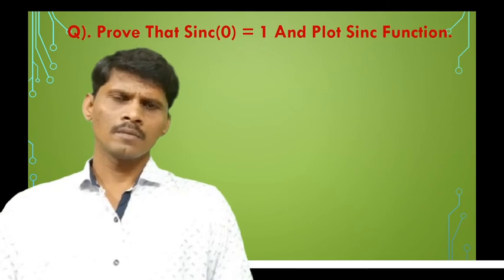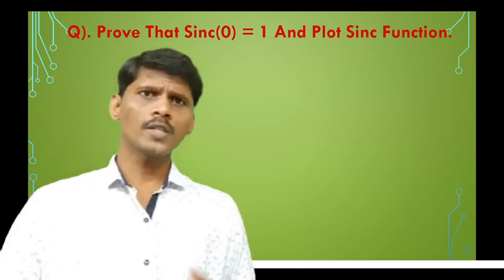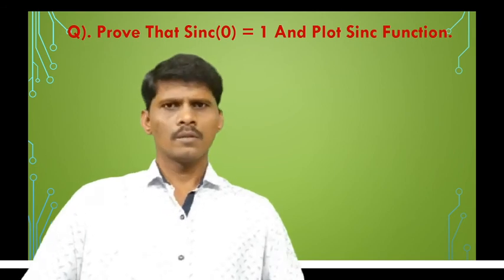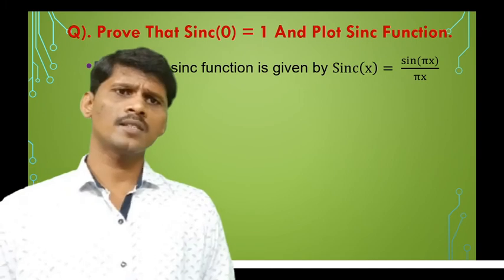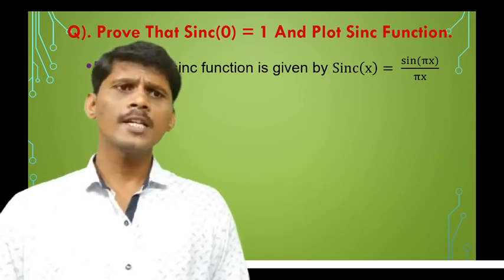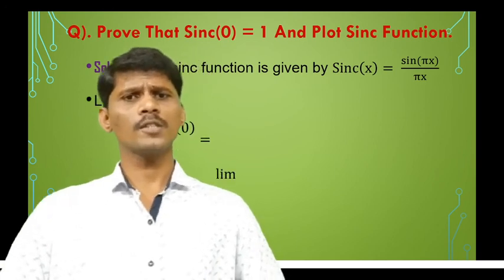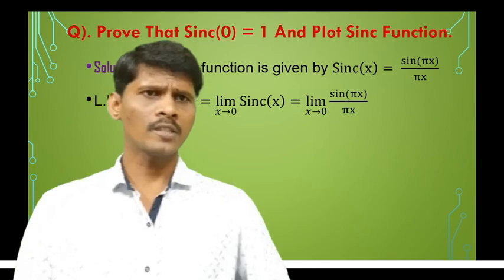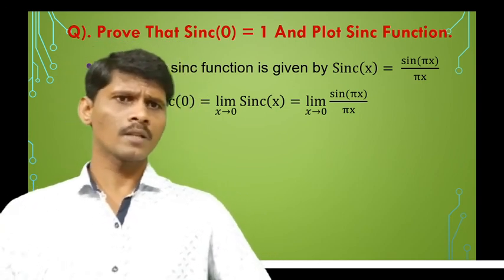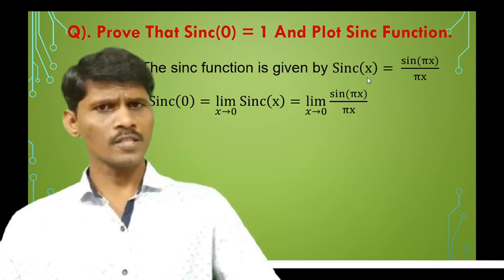Next, prove that sinc of 0 is 1 and plot the sinc function. So what is the sinc function? The sinc function is defined as sinc of x is equal to sin pi x by pi x. There is a standard graphical representation. Now take the LHS, sinc of x, and substitute x is equal to 0.